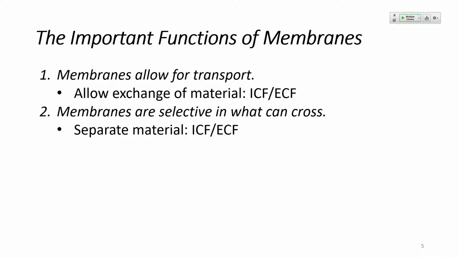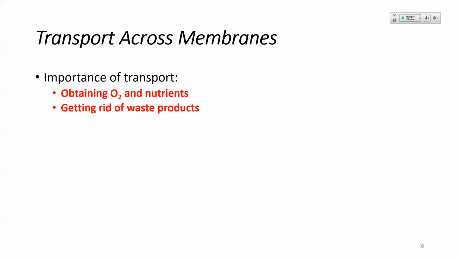We'll go on to see that, for example, there's more sodium in the extracellular fluid than there is potassium. There's more potassium in the intracellular fluid than there is sodium. And that is able to be brought about because of the semi-permeable nature of the membrane. So some of the things that can transport across are oxygen and nutrients, which can go into the cell.